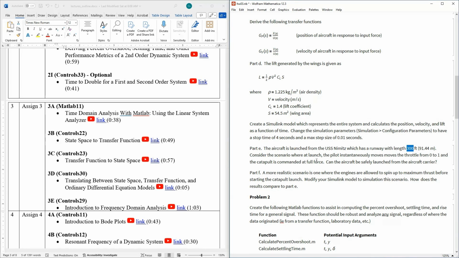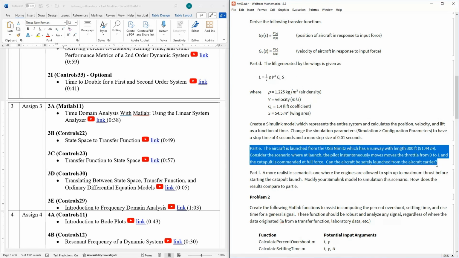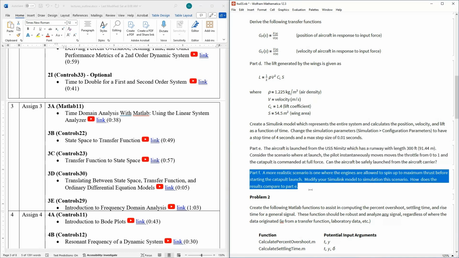And is this going to work? Can the aircraft get off the aircraft carrier deck in time? Basically, at the end of the runway, is the lift greater than the weight of the aircraft? Okay. And again, this is probably not the best way to do this, right? Instead of suddenly turning on the engines when you want to go, what you probably want to do is have the engine spooled up ahead of time to full power, and then you start your launch sequence. So part F is just looking at what is the difference.